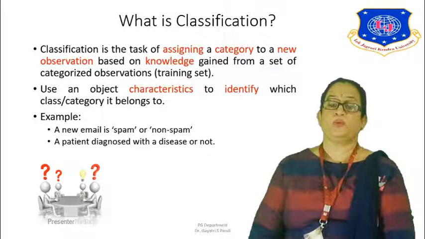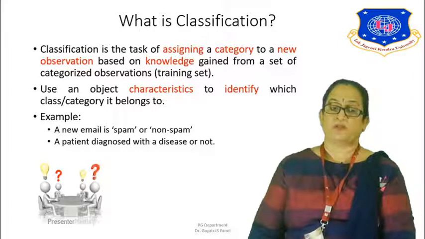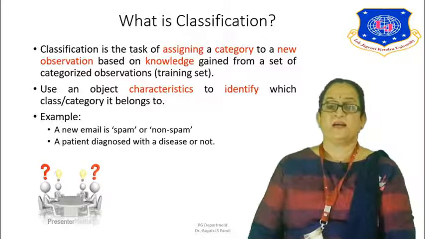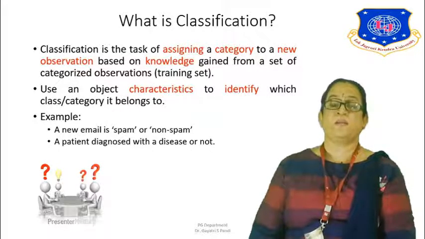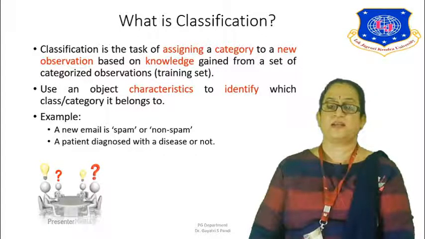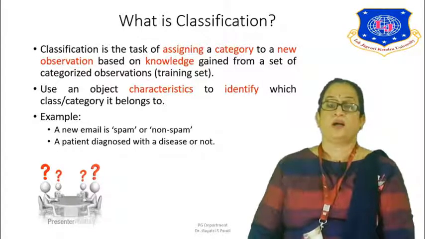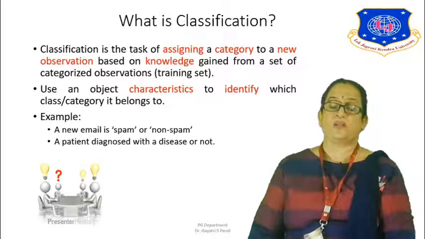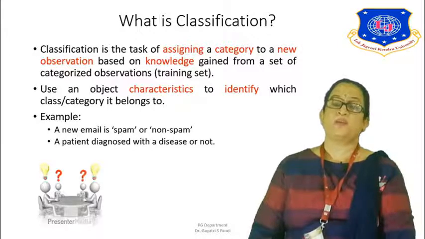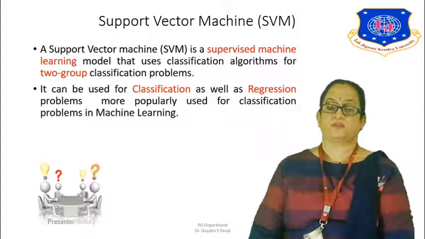For example, you have a mail, right? It could be spam or not spam when it is dropped into the inbox. If it has some spam characteristics, it will be classified as spam, and if it does not have any such characteristics, then it will be classified as non-spam. Then also you can have a patient who is going to be diagnosed whether he has some disease or not. So the classification would be whether he has a disease or not. So SVM is basically used for classification.